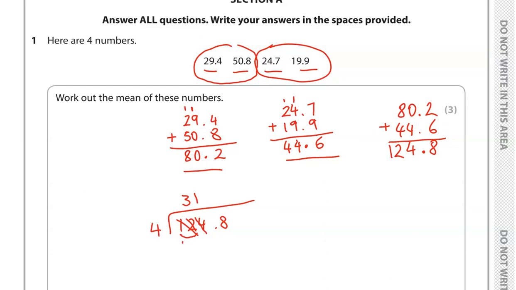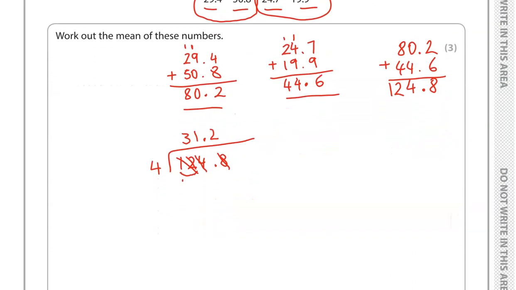So now we have to transfer the decimal point that we have here. How many 4s into 8? That's exactly 2, because 2 lots of 4 makes 8. So 31.2 is the answer. That's the mean of the four numbers.